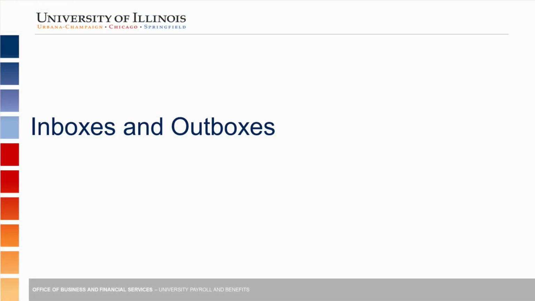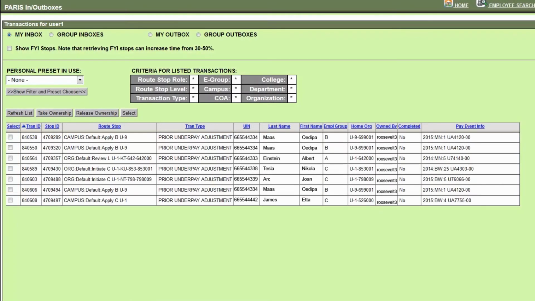Let's check out inboxes and outboxes next. There are 4 different inboxes and outboxes. Each one shows a specific list with different transactions. My Inbox shows transactions that you own. Group Inboxes shows transactions routed to your permission group. My Outbox shows transactions that you've routed. And Group Outboxes shows transactions processed by others in your permission group.